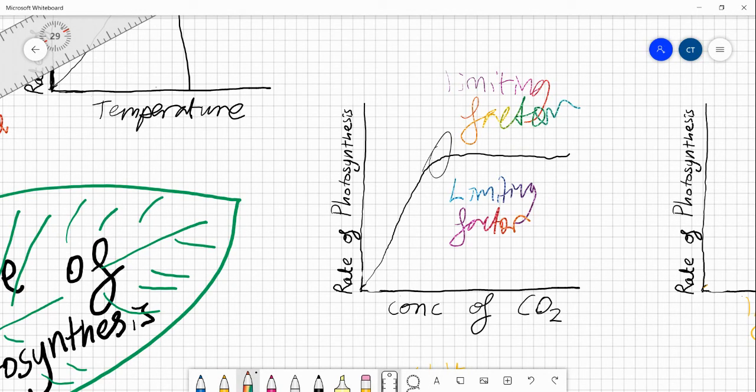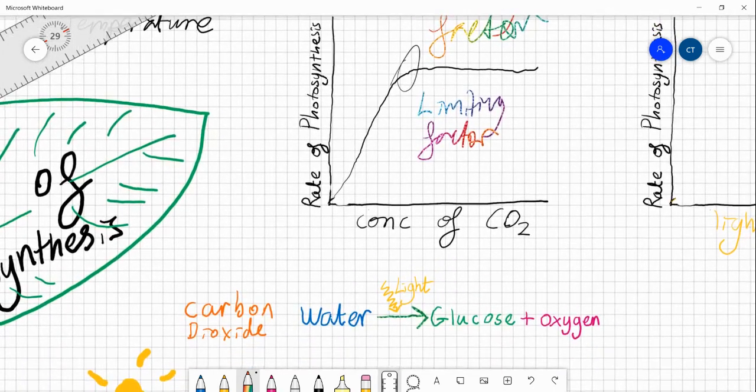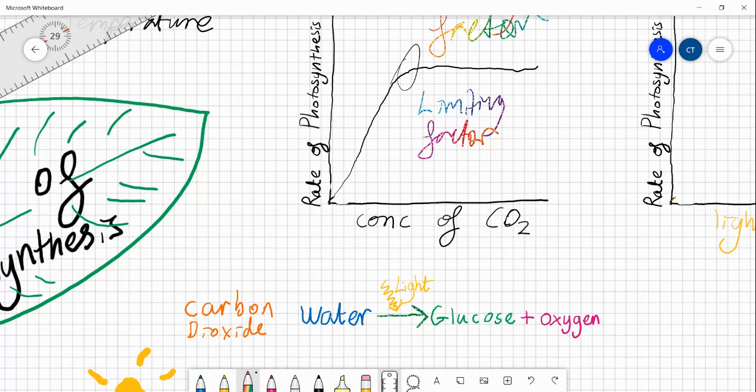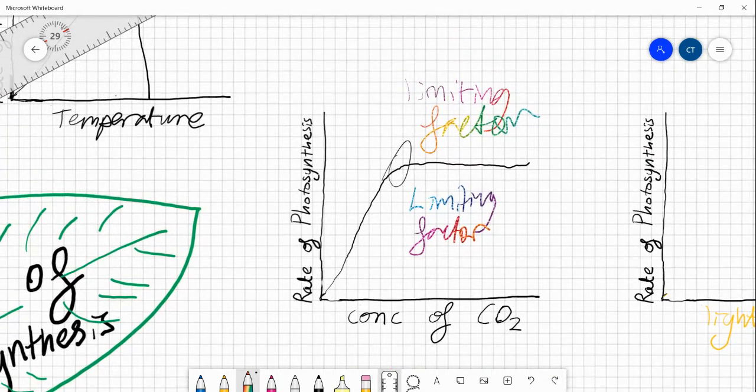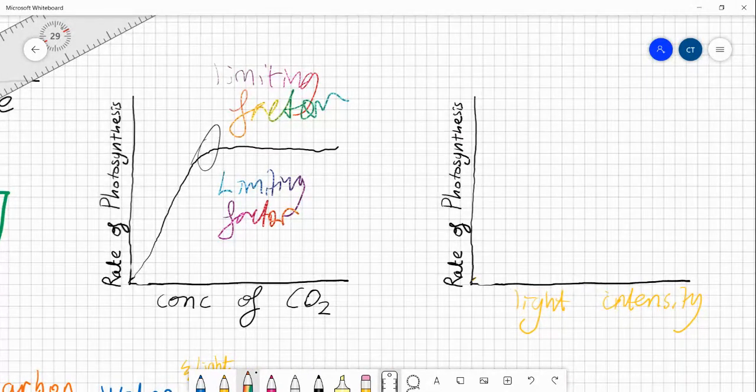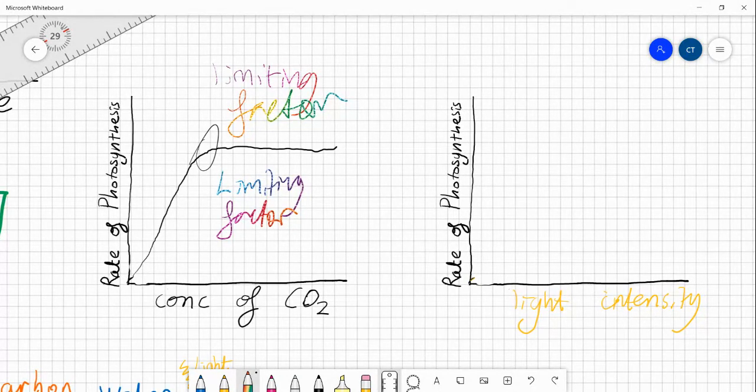It could be that there's loads of CO2, there's more than enough CO2, but something else that's needed for photosynthesis, such as light, is no longer available. Now, if you were to draw a similar graph for light intensity, it would look pretty much the same. The rate of reaction would increase until there is another limiting factor, and then it's going to flatten off.